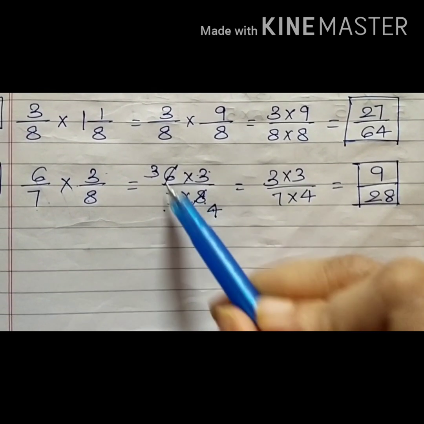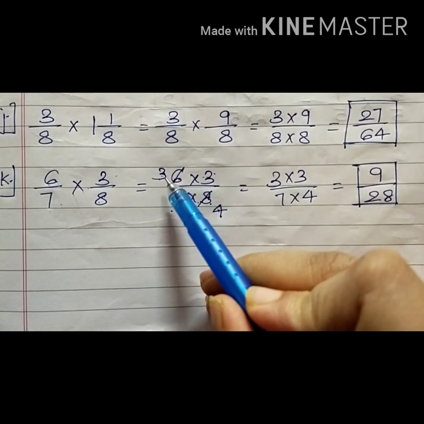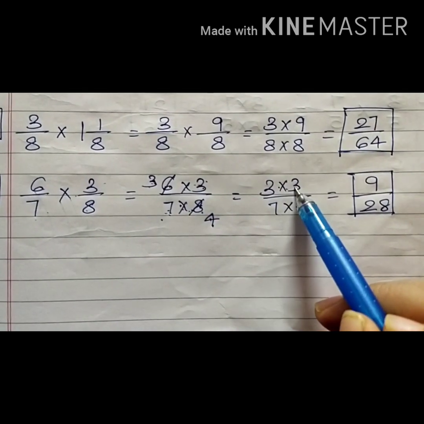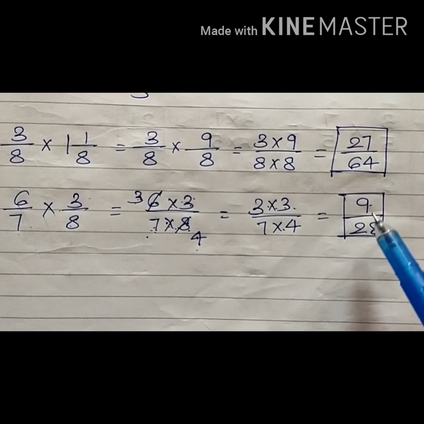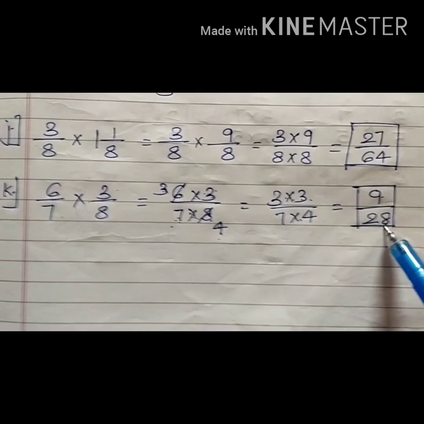So further I cannot reduce anything. So what remains here is 3 and 3. So 3 multiplied by 3 gives me 9 and 7 multiplied by 4 gives me 28. So 9 upon 28 is the answer for the K1.